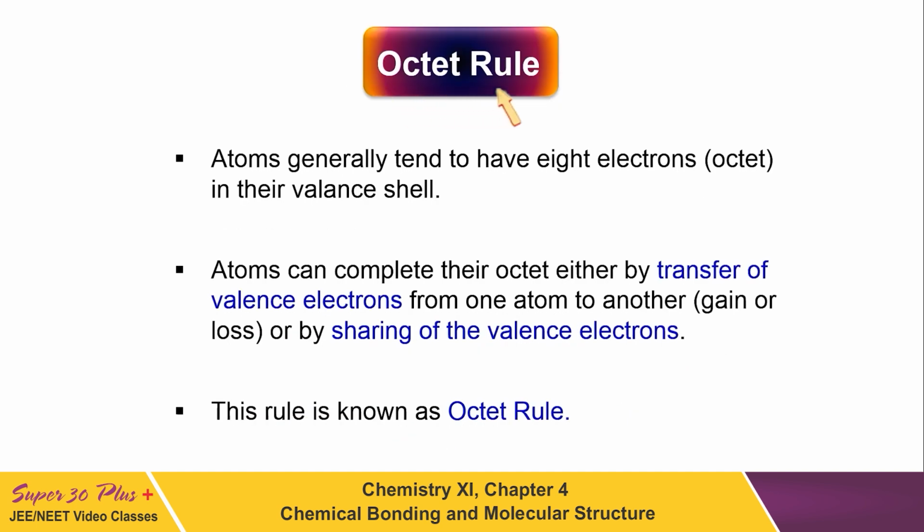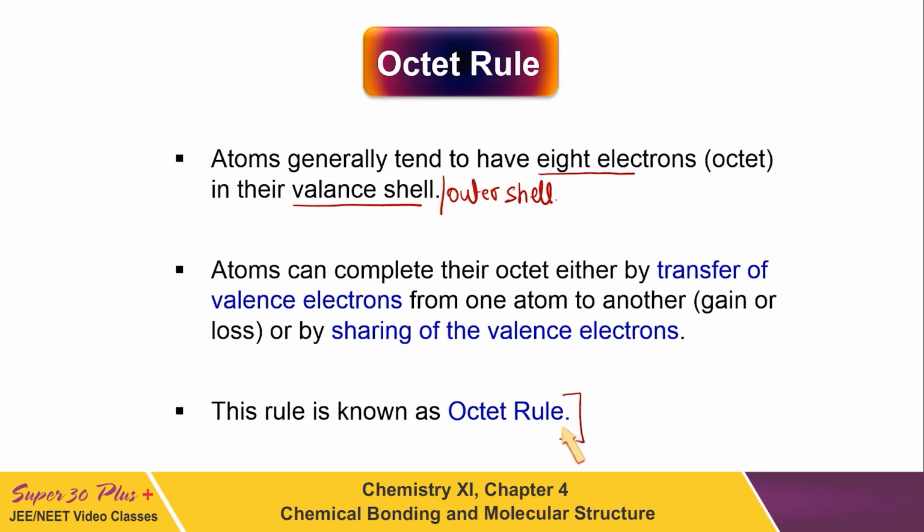So here is the octet rule. Atoms generally tend to have 8 electrons in their valence shell, or the outer shell. Atoms can complete their octet either by the transfer of valence electrons. If there is a transfer of valence electrons, students, like I told you earlier, there will be formation of an ionic bond, or they can share the electrons, and sharing of valence electrons will lead to the formation of a covalent bond, and this rule is called the octet rule.